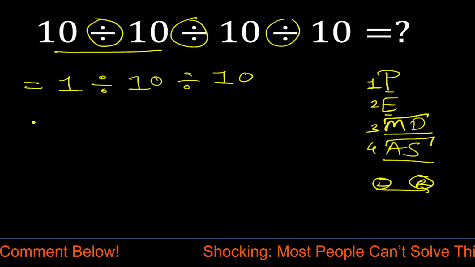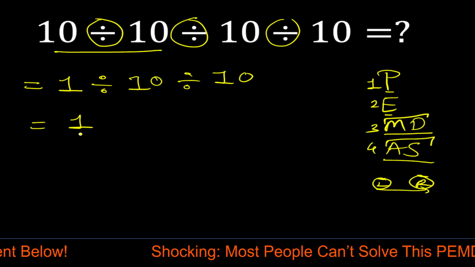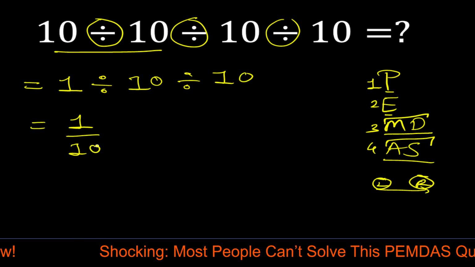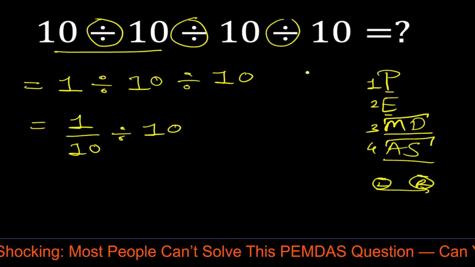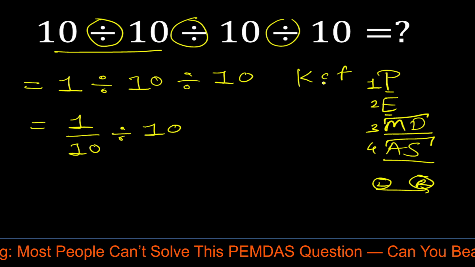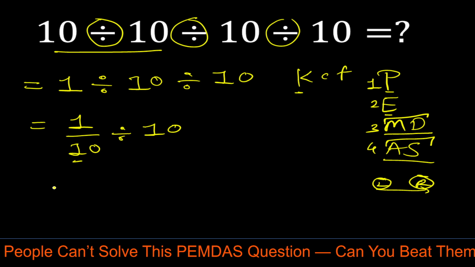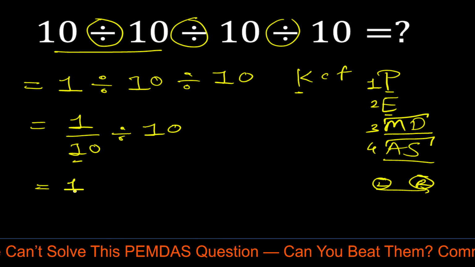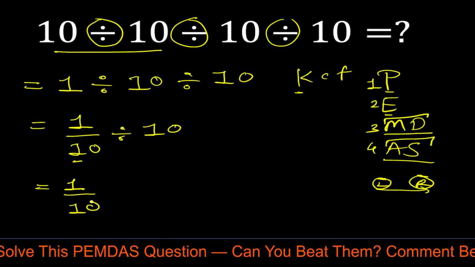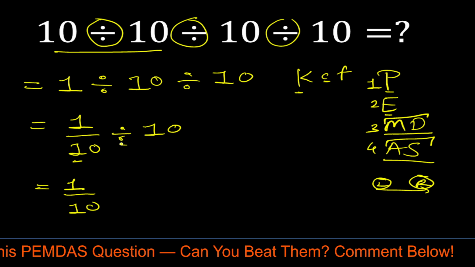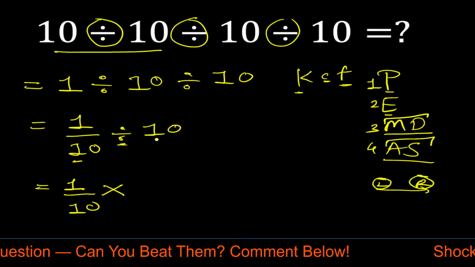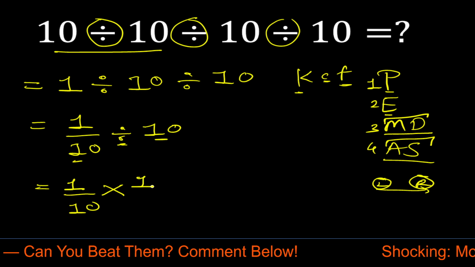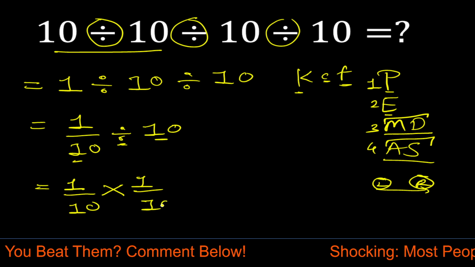Now 1 divided by 10 can be written as 1 upon 10 divided by 10, right? Now according to KCF rule, K means keep this first fraction 1 upon 10 as it is same. Then C means change this sign from division to multiplication. And F means flip this second 10, which is equal to 1 upon 10, right?